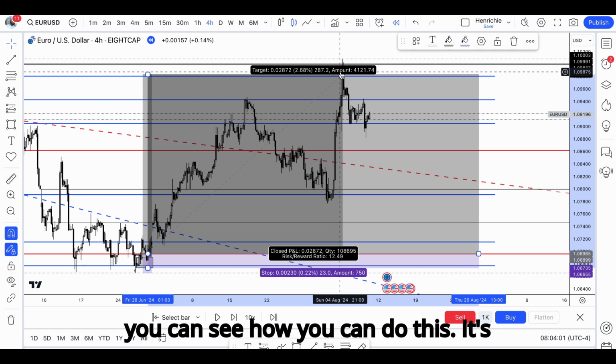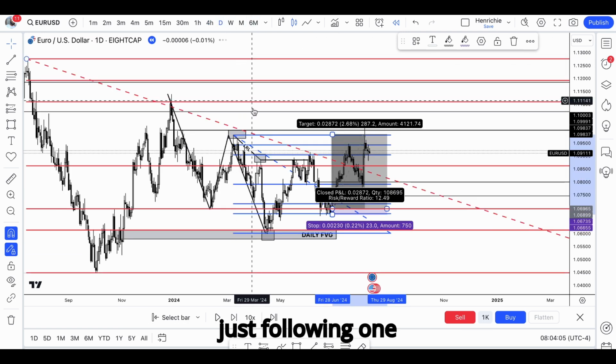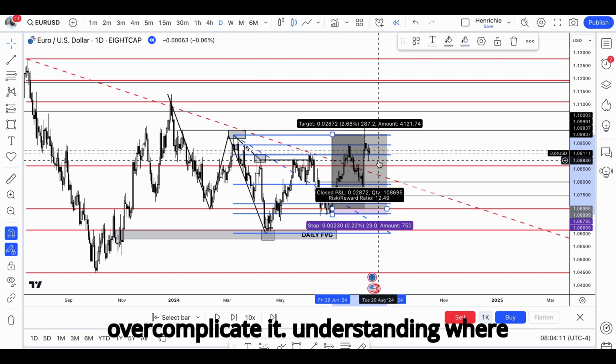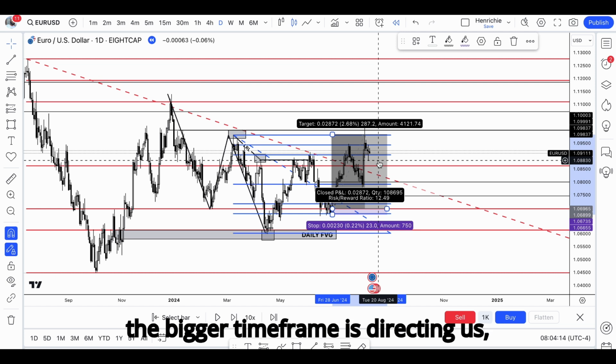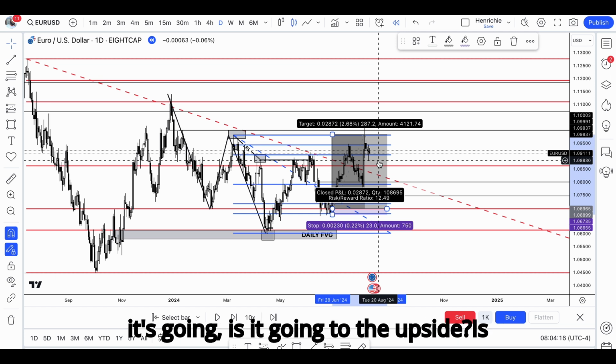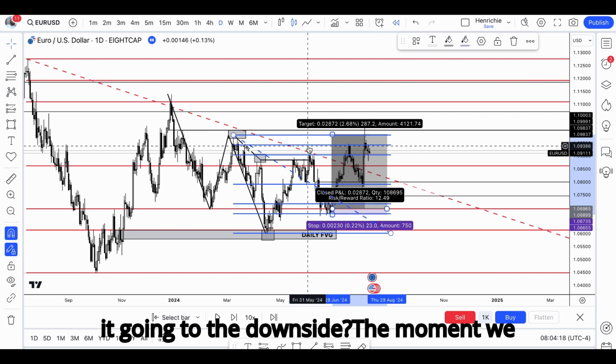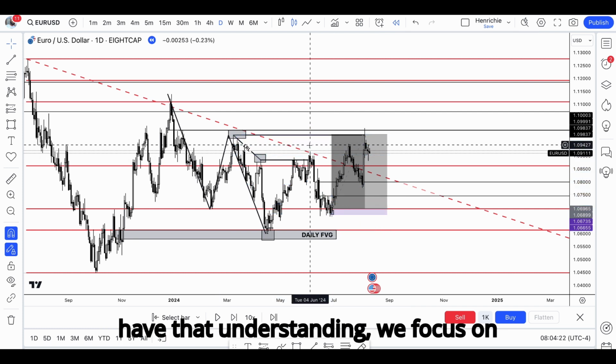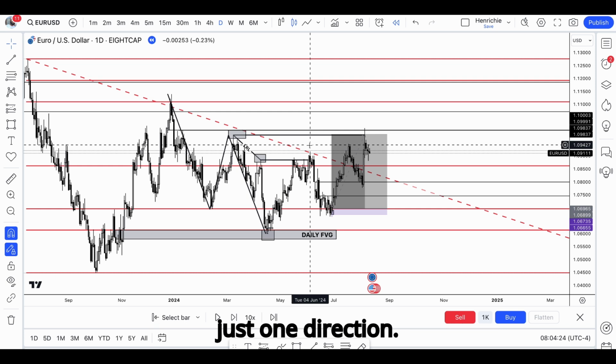So you can see how you can do this. It's just following one simple strategy. Don't overcomplicate it. Understanding where the bigger time frame is directing us, where it's going. Is it going to the upside? Is it going to the downside? The moment we have that understanding, we focus on just one direction.